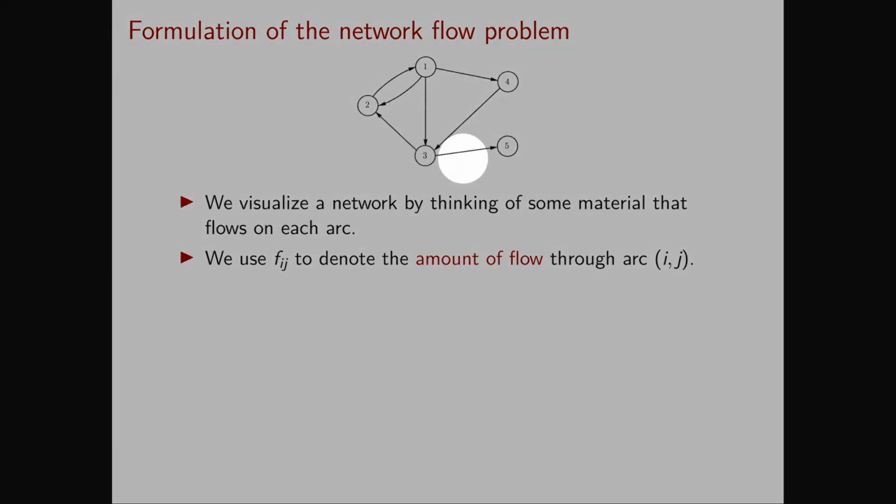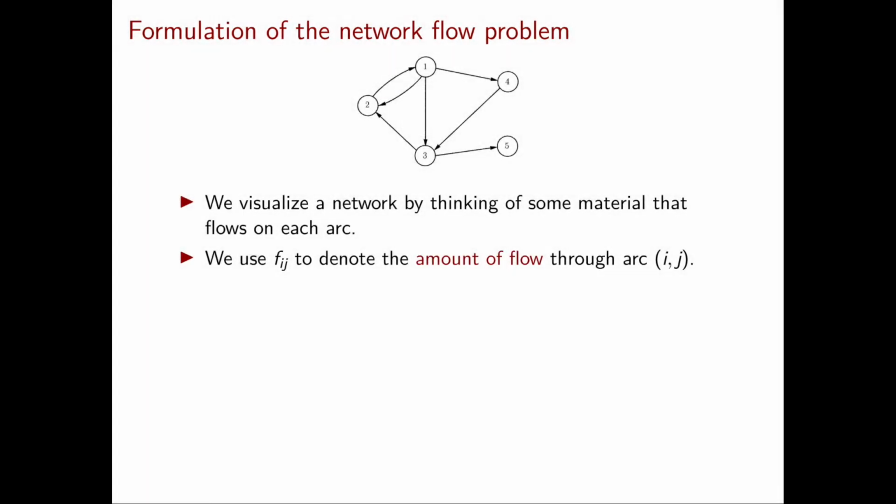Let's start by visualizing our directed graph. In our network flow problem, we think of some material that flows on each arc. The amount of flow through an arc ij will be denoted by f_ij. Essentially, these will be our variables. So while in the previous chapters we used x to denote our variables, in this chapter we're going to use f because it stands for flow.